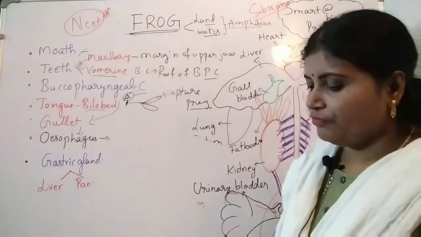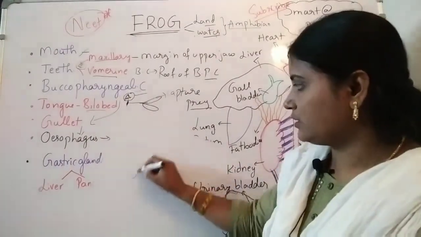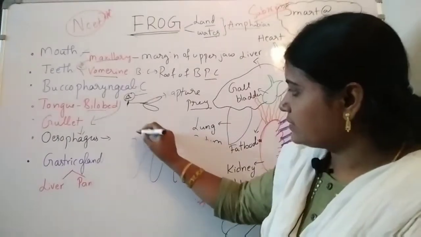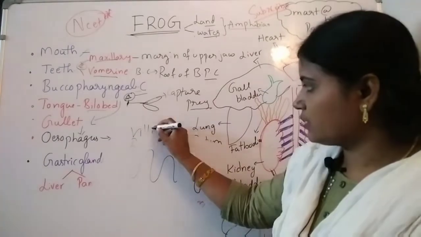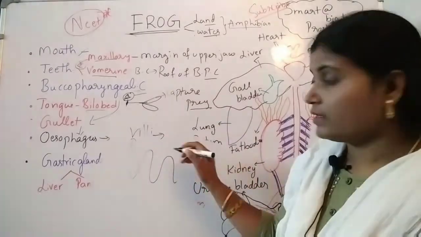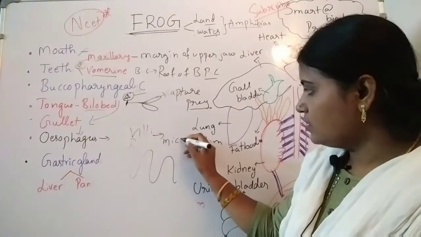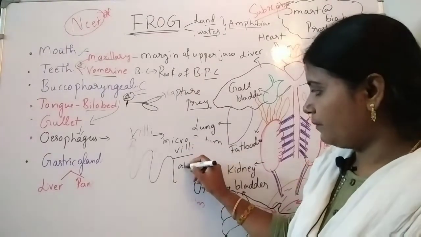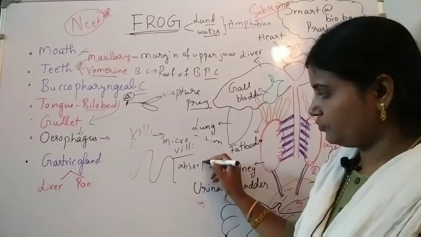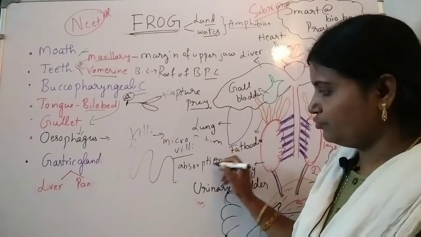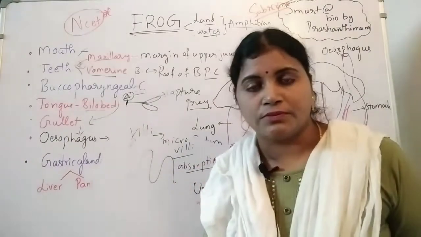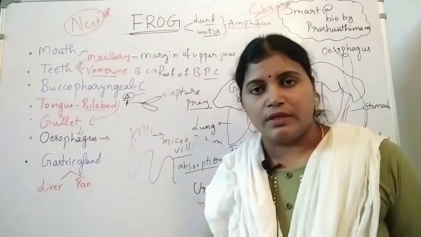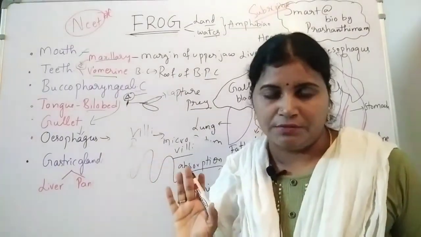Absorption happens through villi structures, which are finger-like, fold-like structures. Above these structures it also contains villi, and the villi contain microvilli structures. The microvilli are responsible for absorption of the digested food substances. Digested food substances are absorbed by the villi and microvilli in the small intestine part.